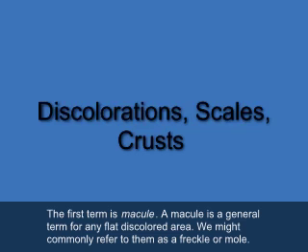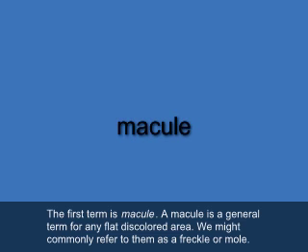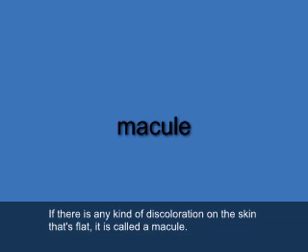The first term is macule, M-A-C-U-L-E. And a macule is a general term for any flat discolored area. We might commonly refer to them as a freckle or a mole. If there's any kind of discoloration on the skin that's flat, it's a macule.